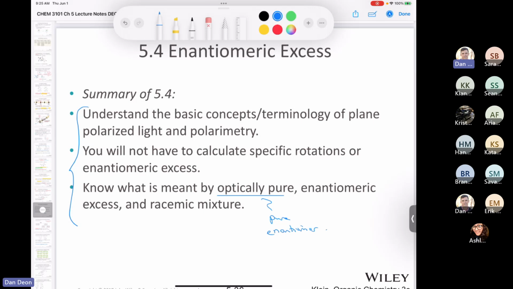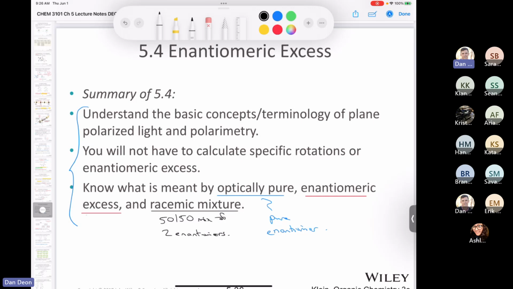Enantiomeric excess, you should know that it just means you have one enantiomer in a greater quantity than the other. It's literally what it says, enantiomeric excess. And then racemic mixture, again, that's a 50-50 mix of two enantiomers. All right, so that's the crux of what you need to know from section 5.4.